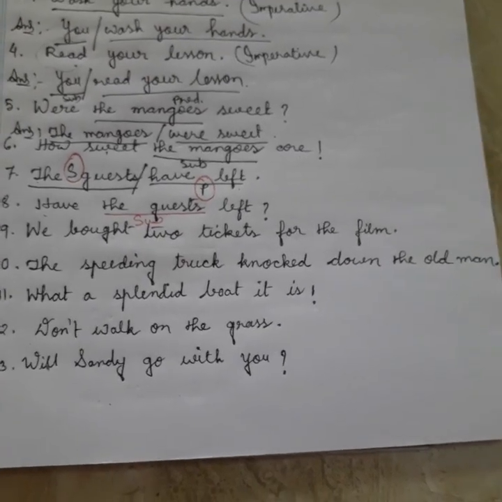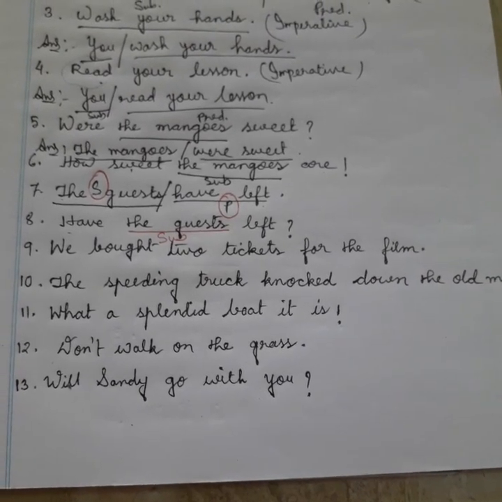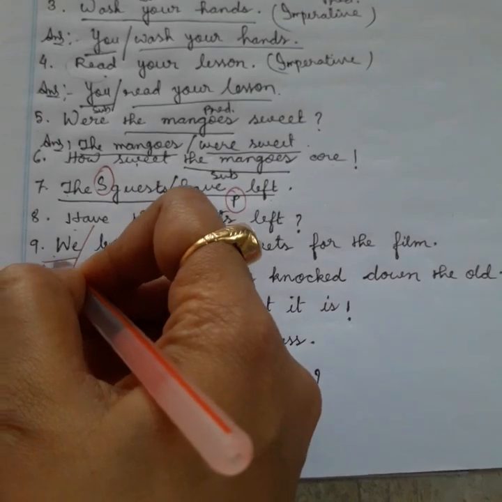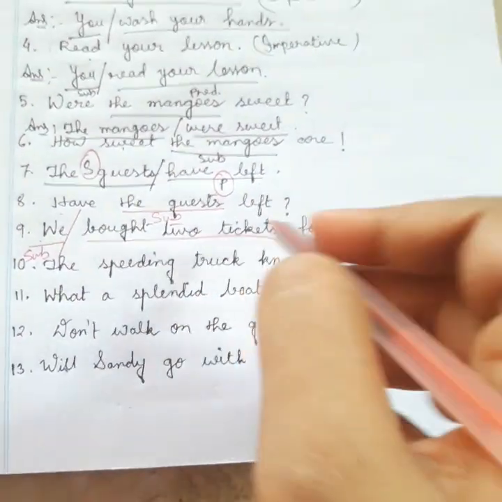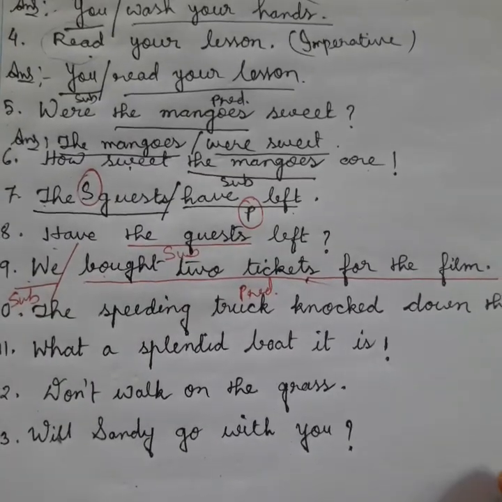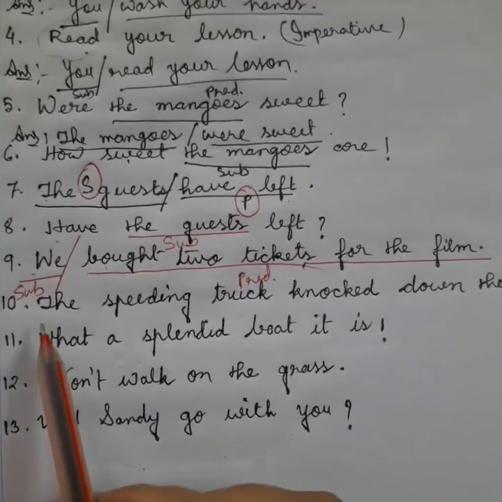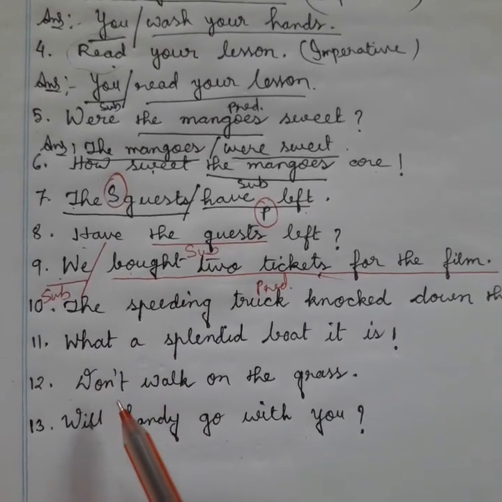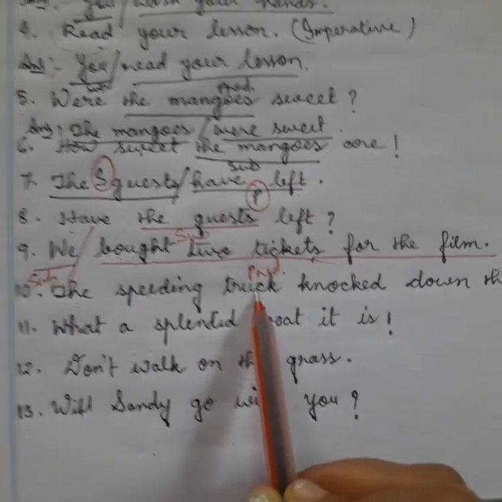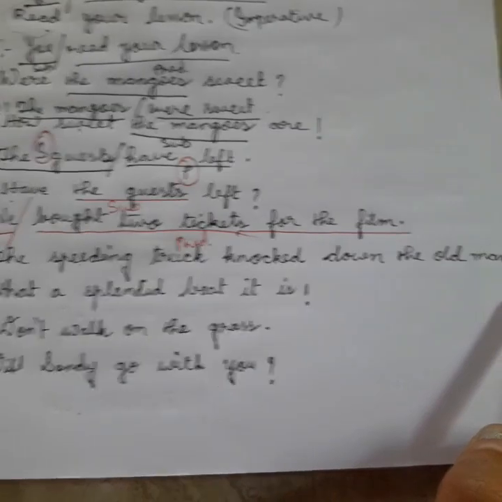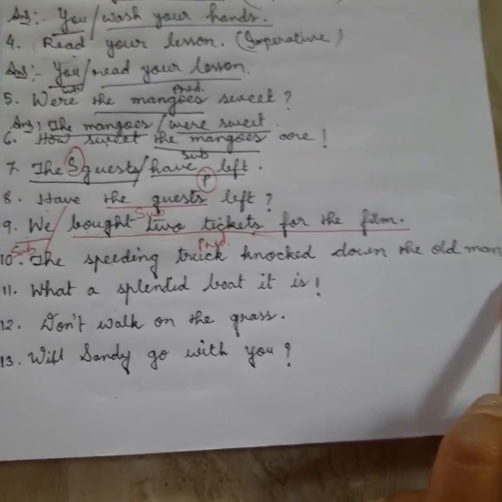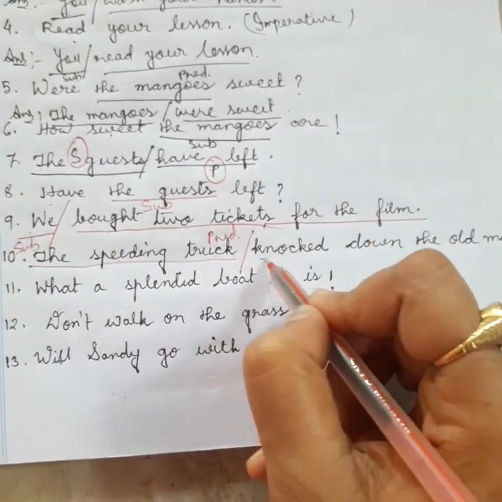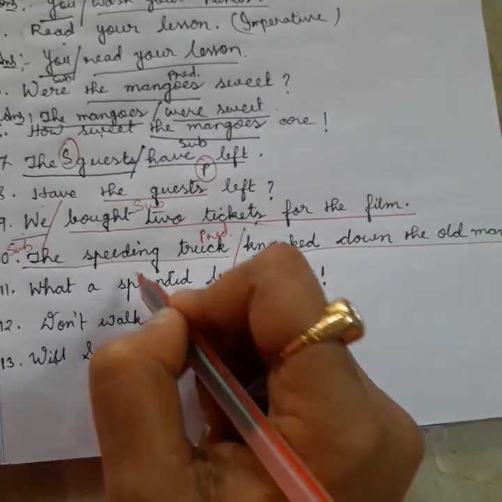Now next is, we bought 2 tickets for the film. Which one is the verb? Bought is the verb. So we is the subject and the rest of the portion is the predicate. I said that the subject will not always come before the verb. Sometimes it will come after the verb also. The speeding truck knocked down the old man. The speeding truck is the subject, whereas knocked down the old man is the predicate.